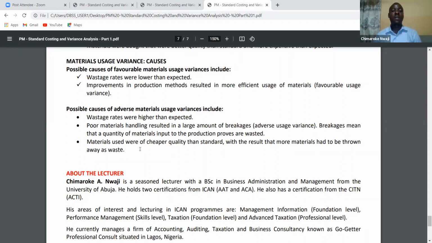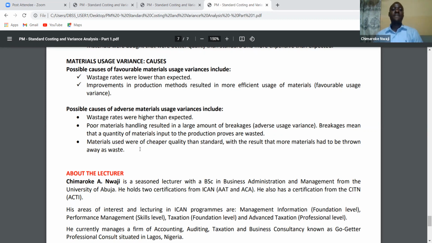It could also be poor handling of the product. Maybe the people in the production department are not adequately trained. Maybe because labor turnover is high, people leave and people come in, and you need to train them and retrain them, and they still have not gotten it well. Poor handling of material could also be mistakes, and it will lead to wastage of material.